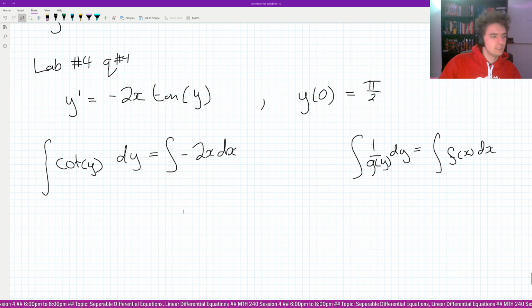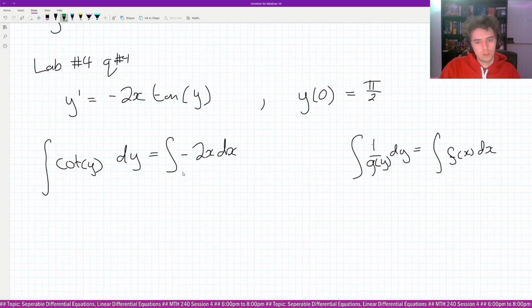So here's the question. This is where I am now: cotan y dy. And it's cotan because the formula is 1 over g of y. So g of y was tan of y, so it's 1 over tan of y, which is cotan of y. Was that some rule from last time? That's how you solve a separable differential equation.